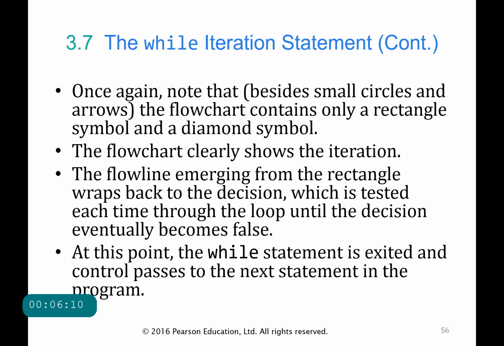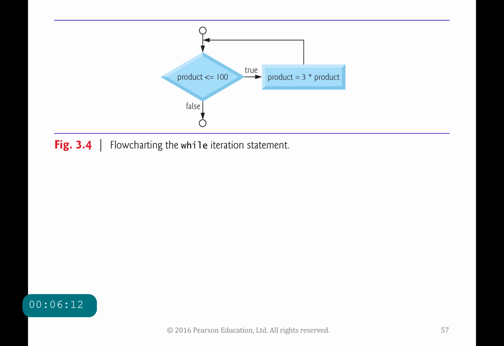So let's look at this on the flow chart. So this is our condition. As soon as we go into the while loop, the first thing that is done is to check whether product is less than or equal to 100. So the first value is 3, it's less than 100. So we go into the loop, we multiply 3 by 3, we get a value over here which is 9.